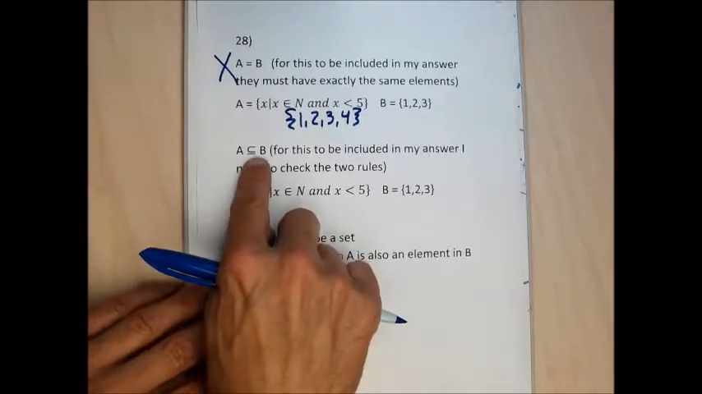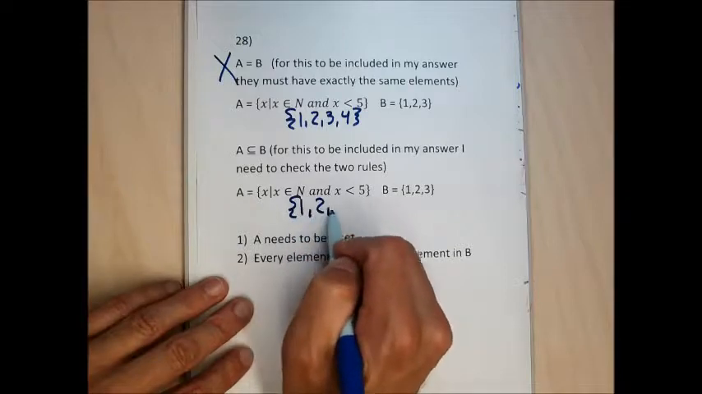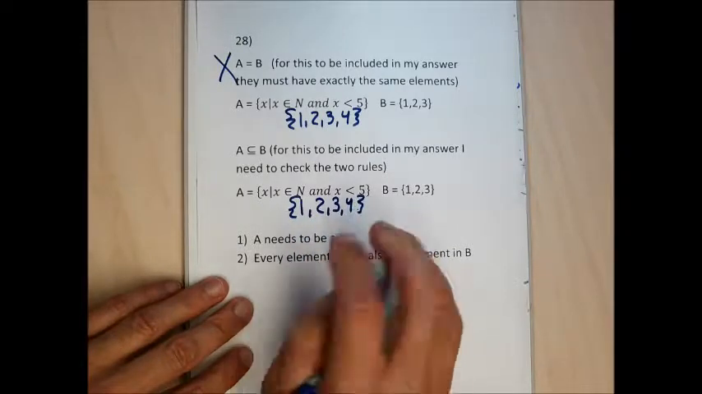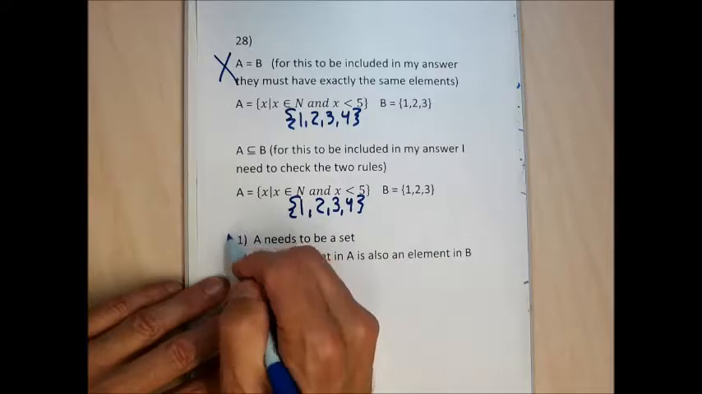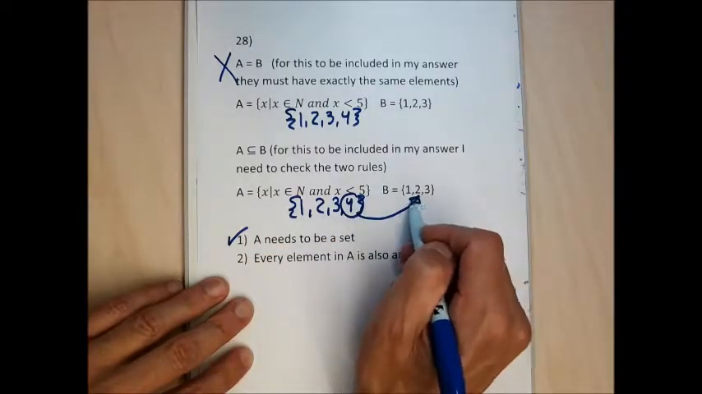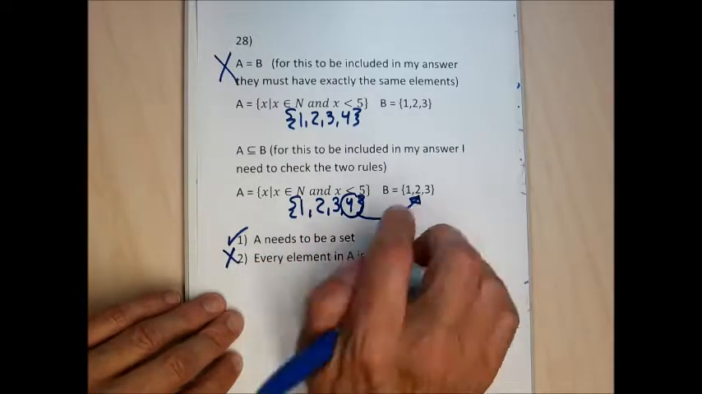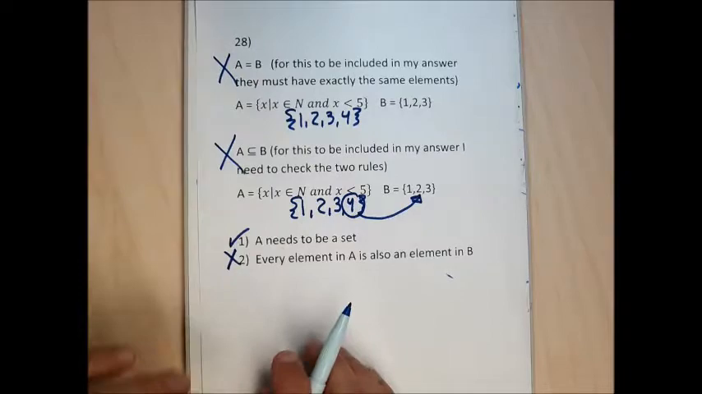The next thing I'm going to check is to see if A is a subset of B. For A to be a subset of B, A needs to be a set, which it is, and every element in A needs to be in B, which it isn't, because there's an element in A, the number 4, that's not in set B, so I'm not going to include that symbol in my answer.